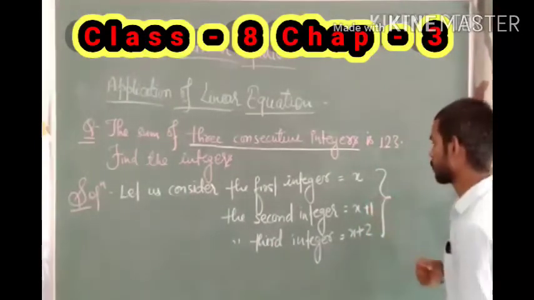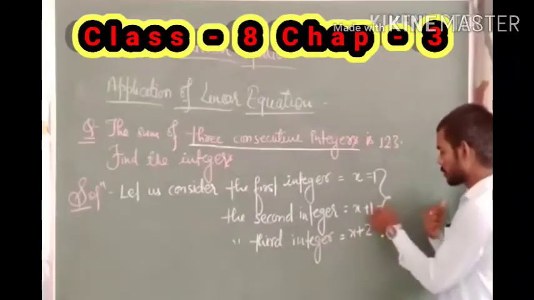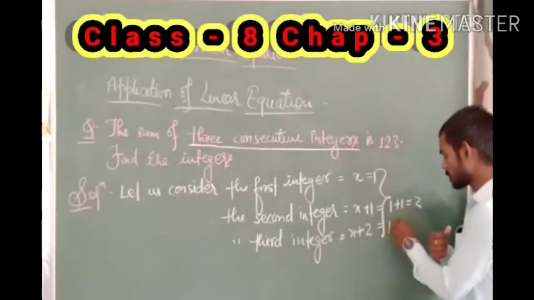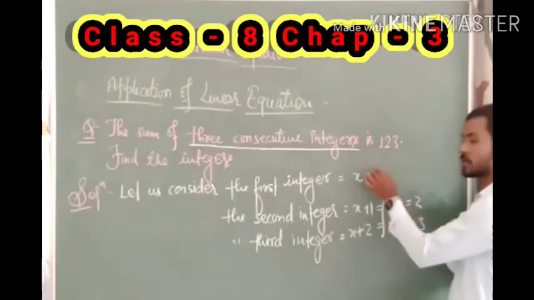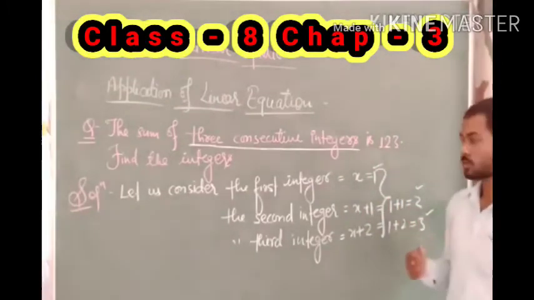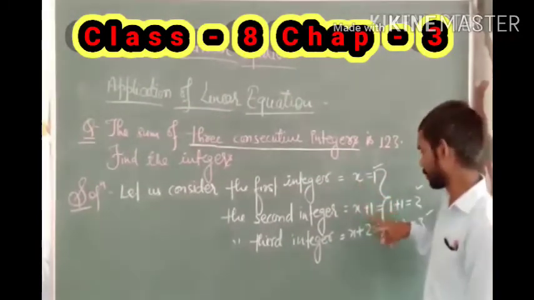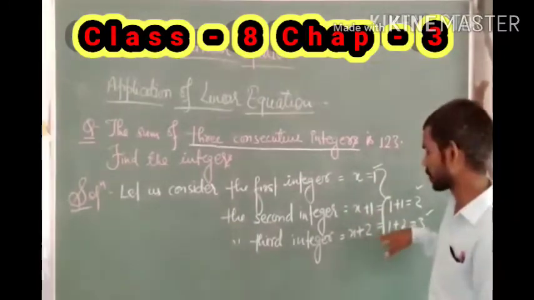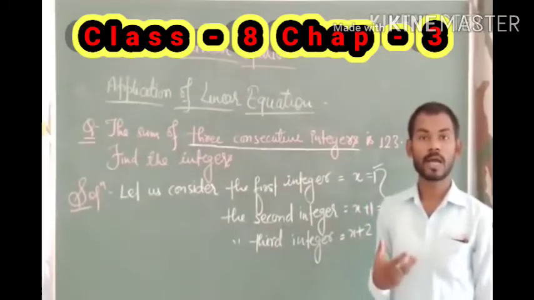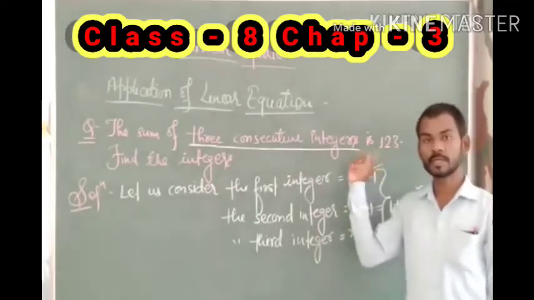If you have any problem, then suppose that x is equal to 1. If x is equal to 1, then x plus 1 is equal to 1 plus 1, which is 2. Then x plus 2 is equal to 1 plus 2, which is 3. So the three consecutive numbers are 1, 2 and 3. So we have supposed that x is the first integer, x plus 1 is the second integer, and x plus 2 is the third integer. x, x plus 1, x plus 2 are the three consecutive integers for which the sum is 123.